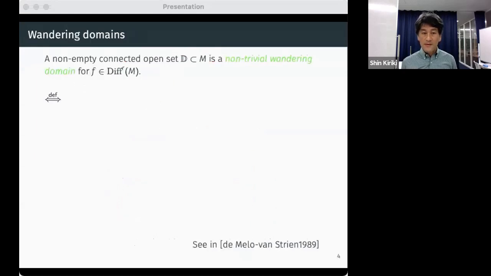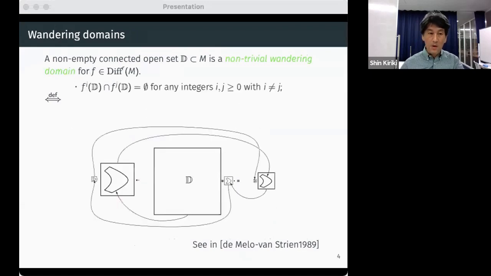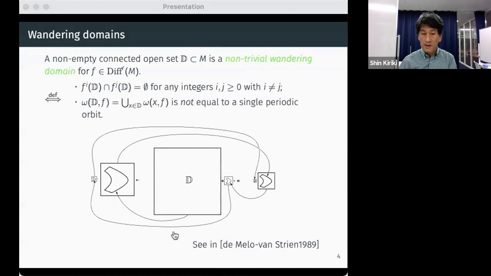So I've been using the word wandering domain without a definition, so let's give a proper definition of this keyword. Definition: a non-empty connected open set D in M is a non-trivial wandering domain for F if it satisfies the following conditions. One, every forward image of D has no intersection with each other. Moreover, two, the union of the omega limit sets starting from D is not equal to a single periodic orbit. This definition can be found in the book by de Melo and van Strien, 1989. The first condition is associated with the wandering situation, and the second one is associated with its non-triviality.